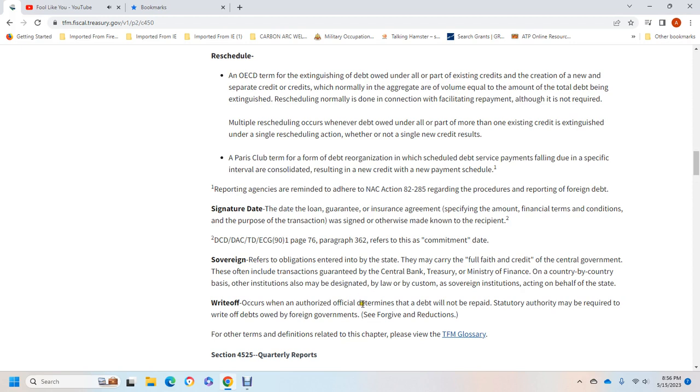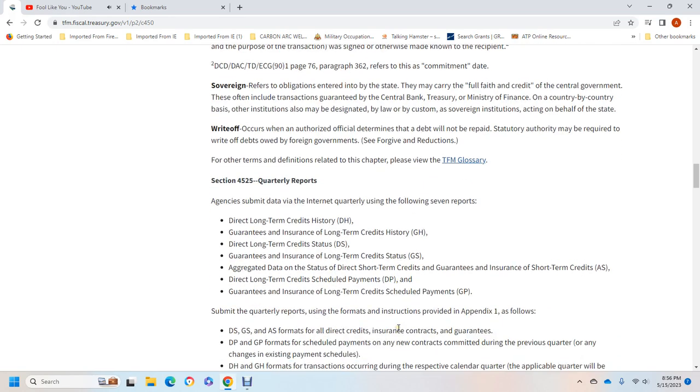Write-off occurs when an authorized official determines that the debt will not be repaid. Statutorily, the agency may be required to write off the debts of a foreign government, as in foreign debt reduction. For other terms and definitions related to this chapter, please see the Treasury Financial Management Glossary.